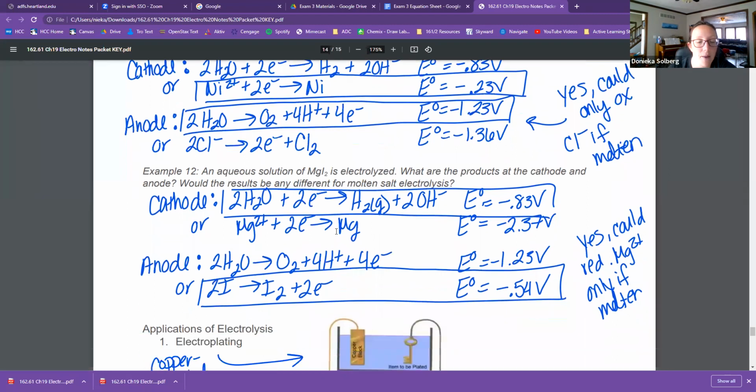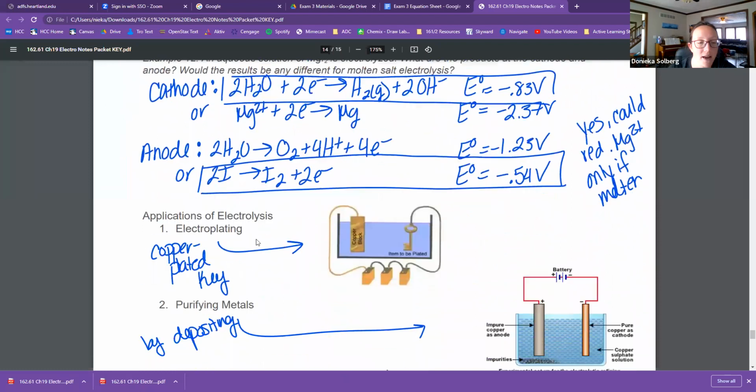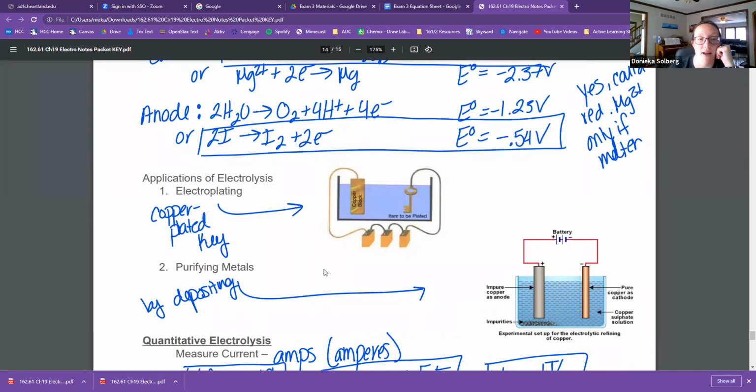Okay, so applications of electrolysis, where do we use these? Well, we can actually do electroplating. Whenever you want to plate something with a metal, you can stick it in the solution and we can get it to plate, like a copper plated key, for example. And we can also purify metals this way because we can get them to deposit, right? When we get things to turn into solids that we want, then we can collect that solid essentially. So we can do that to purify metals as well.